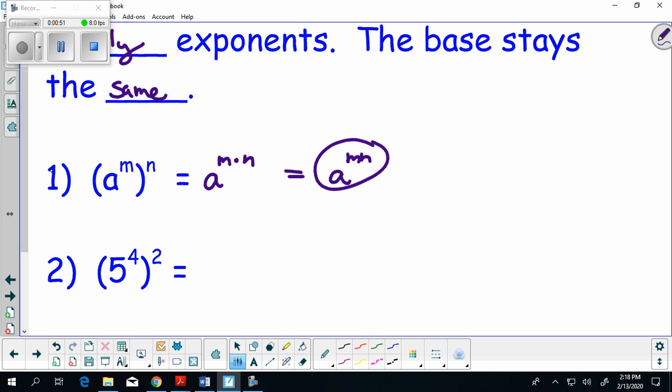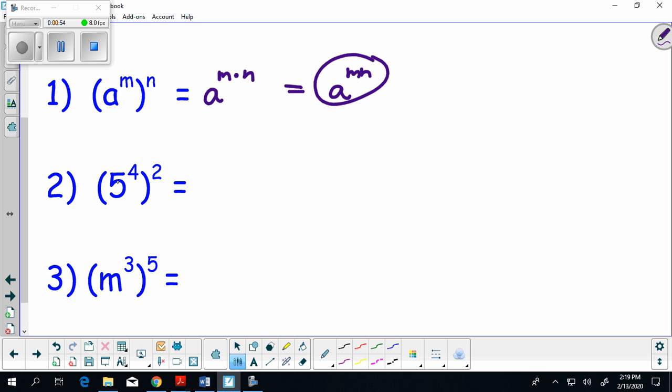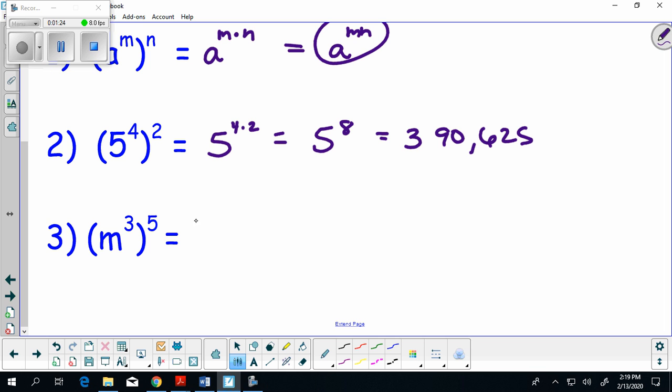That's my answer. So it works for numbers as well. It's power to a power, there's only one base with two exponents. I copy the 5 and do 4 times 2, which ends up being 5 to the 8th power. I can evaluate that on a calculator, because powers are not allowed, and type 5 caret 8 to get 390,625. It also works with variables and number combinations. Again, I copy the base and multiply 3 times 5, so this is m to the 15th power.